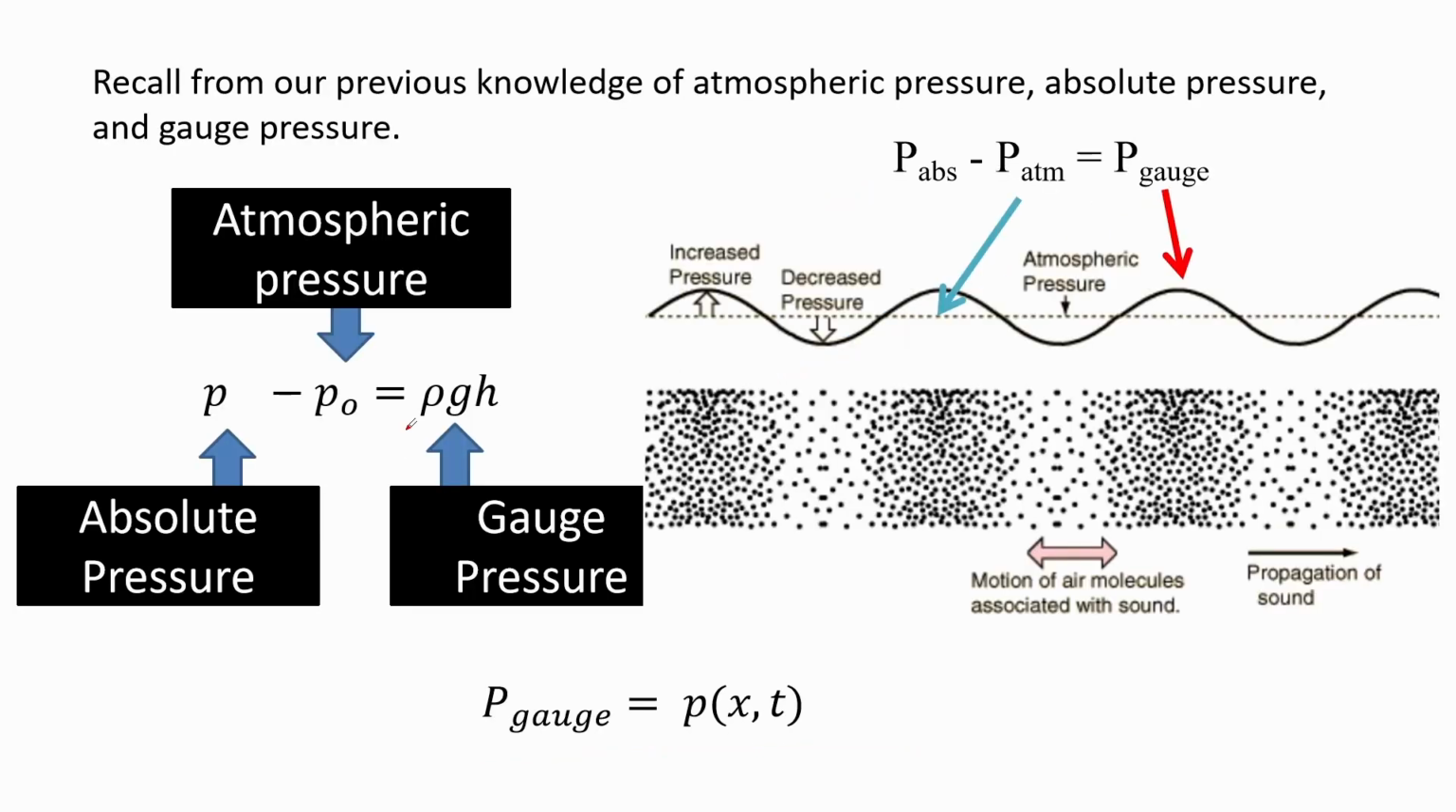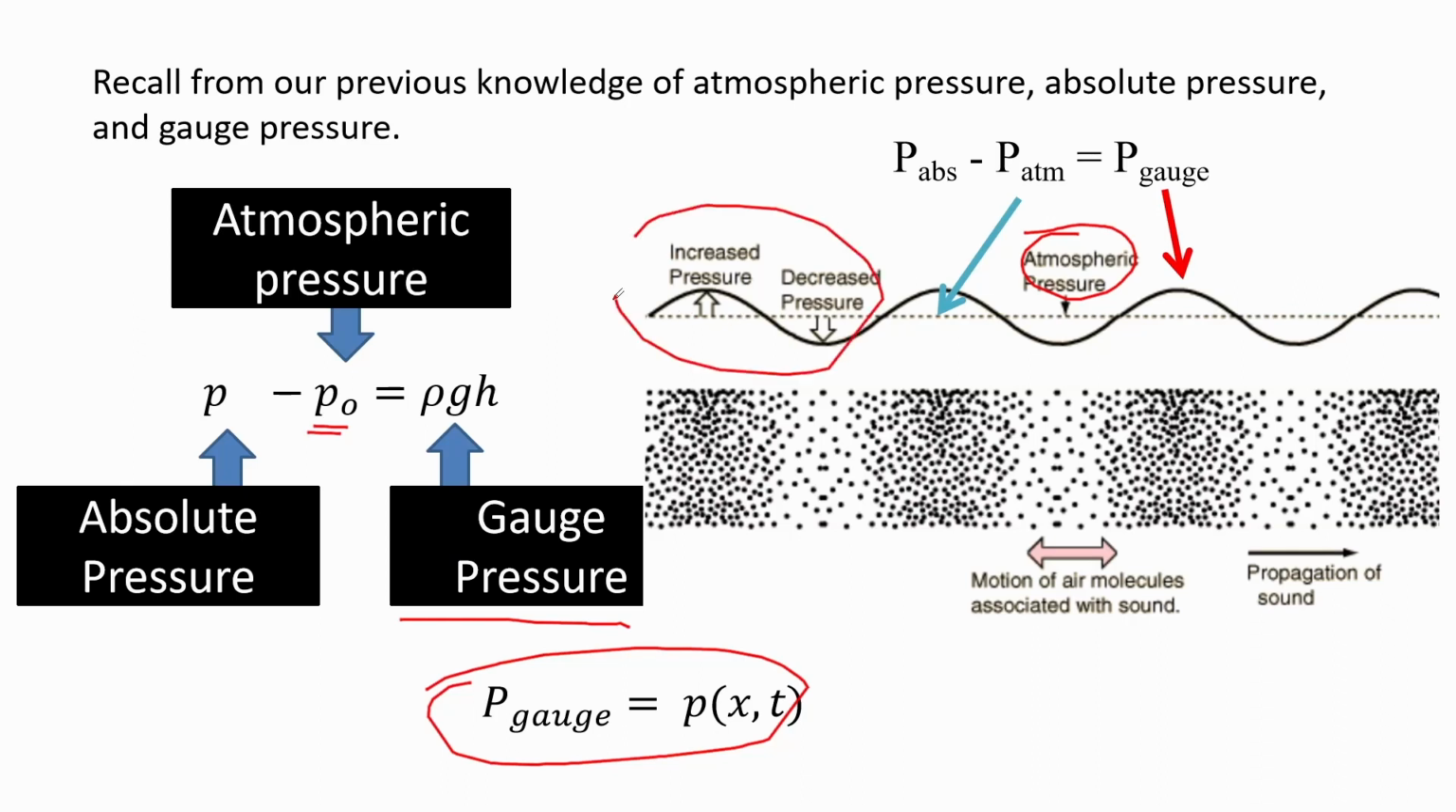We recall our previous knowledge about pressure variation. If we consider the surface of the Earth as the position for the atmospheric pressure, then pressure P is the absolute pressure, P0 is the atmospheric pressure, and the density times g times height is the gauge pressure. So, here we are to determine the gauge pressure. We see that the gauge pressure is the variation from the normal atmospheric pressure, which is indicated by the dashed line.